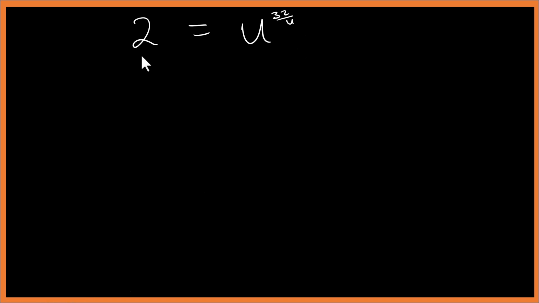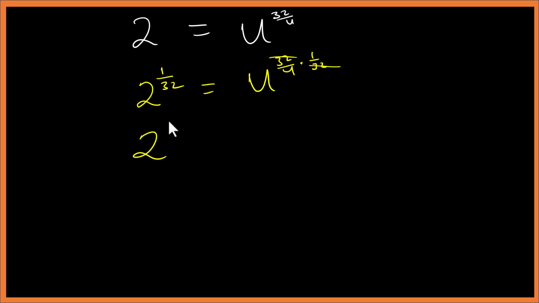Alright, so let's remove this 32 here. So this side will be 2 times 1 over 32. Now we have u raised to 32 on u times 1 on 32. So once I do that, this one will cancel. Now we're left with 2 to the power 1 on 32 equals u raised to 1 on u. So we have u raised to 1 over u here.